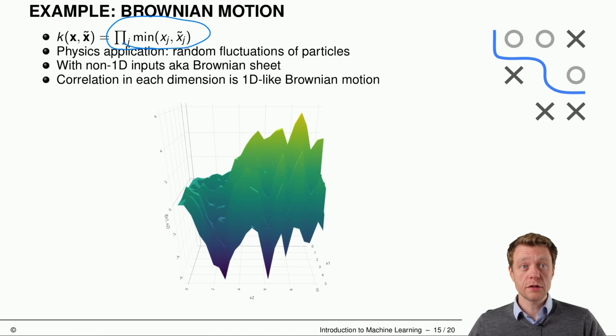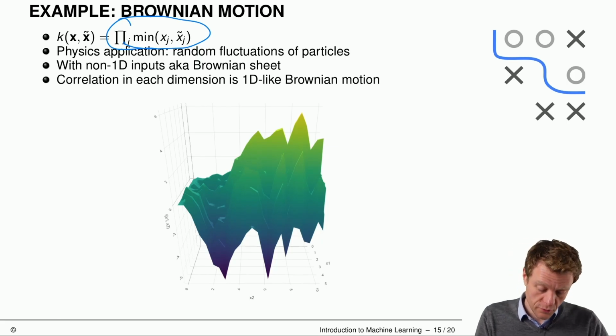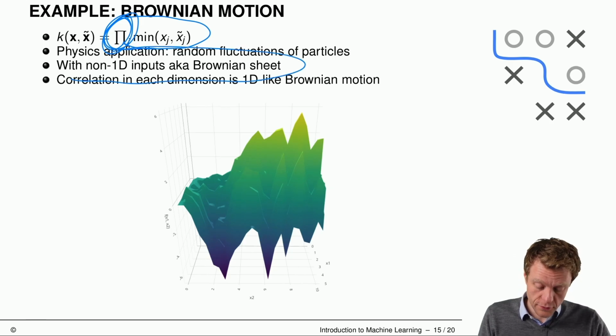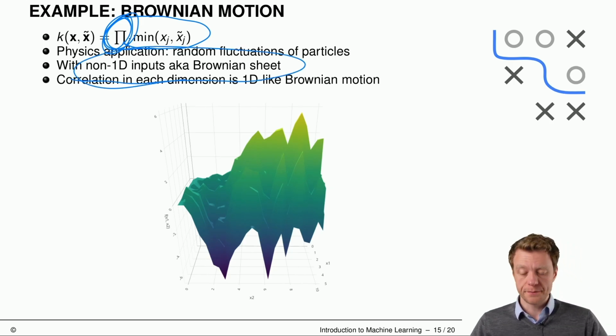In physics, this is used a lot for random fluctuations of particles. With this definition, we would say that the dimensions are independent from each other, right? Because we are just having the product here, so no dependence between the dimensions. And if we have a non-1D input, then it's also called a Brownian sheet.